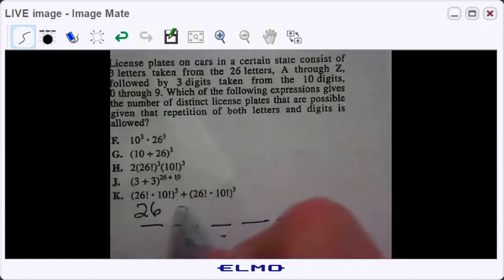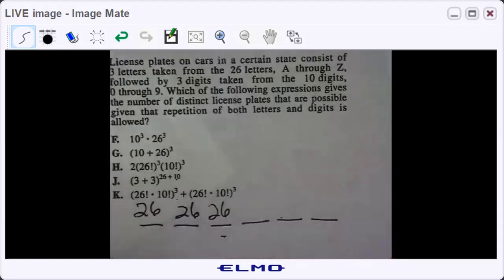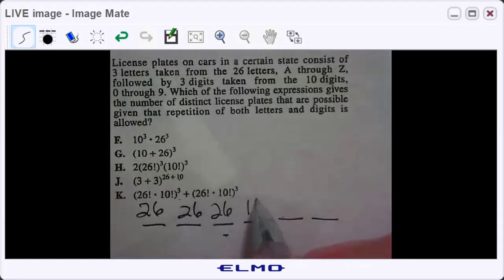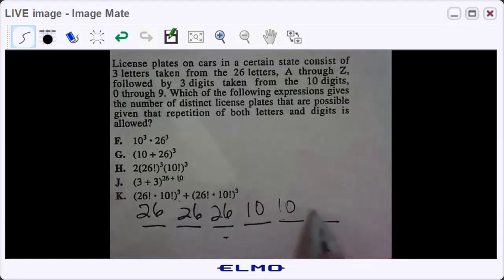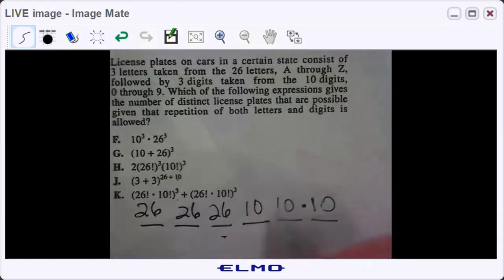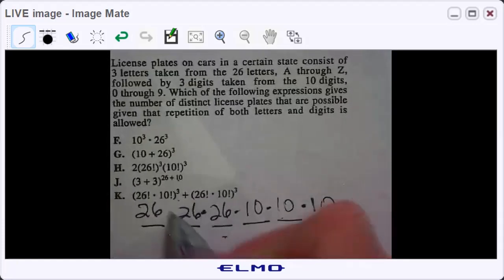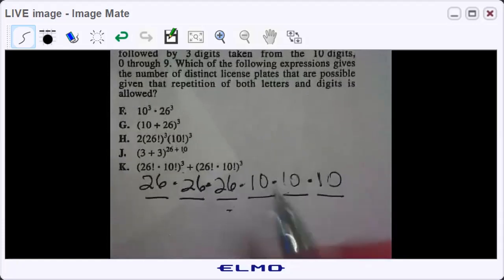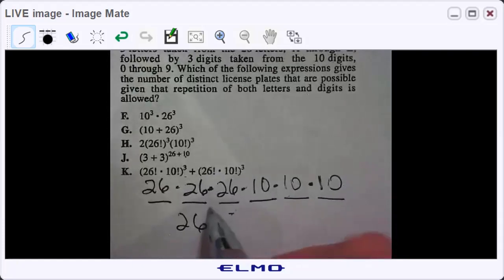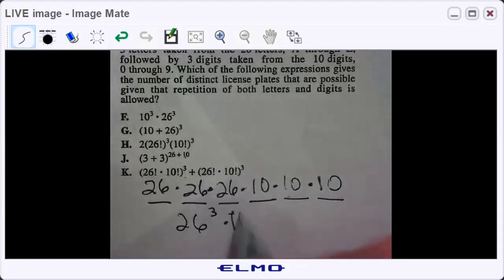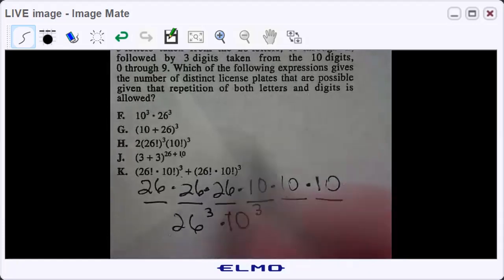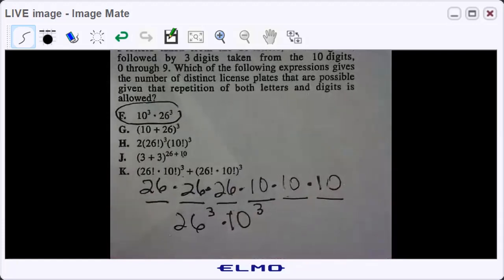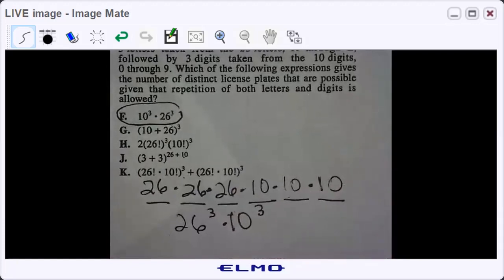repetition right here. So 26 more letters, 26 more letters. And then, of course, the numbers, same thing. They said you can repeat digits as well. So 10 choices, 10 more choices, 10 more choices. And then it's simply just multiplying all that together. They didn't actually do the multiplication. If you notice, what they did is they just changed this into its other form of 26 times itself 3 times is 26 cubed, and 10 times itself 3 times. And they're just listed out of order, but that's okay because multiplication is commutative, so it can be listed out of order. So the answer there is F.